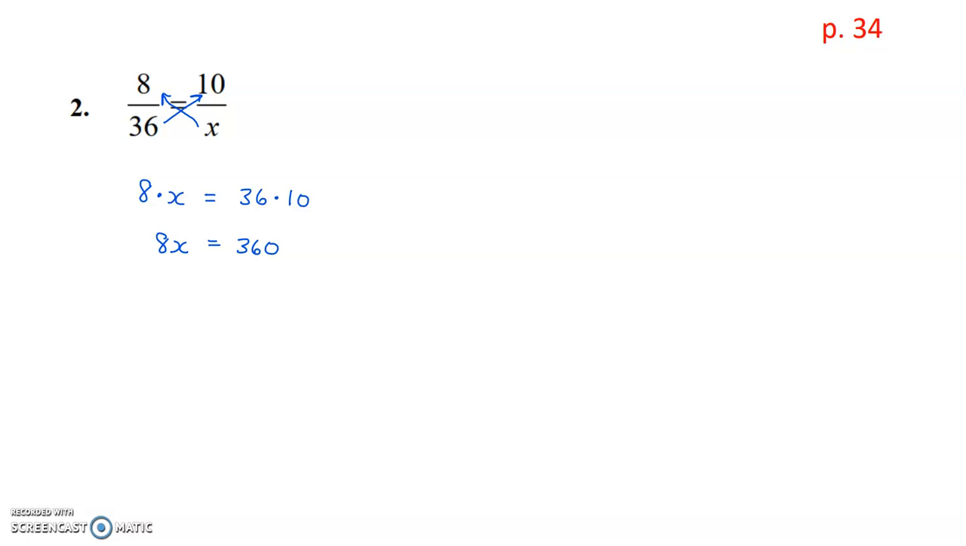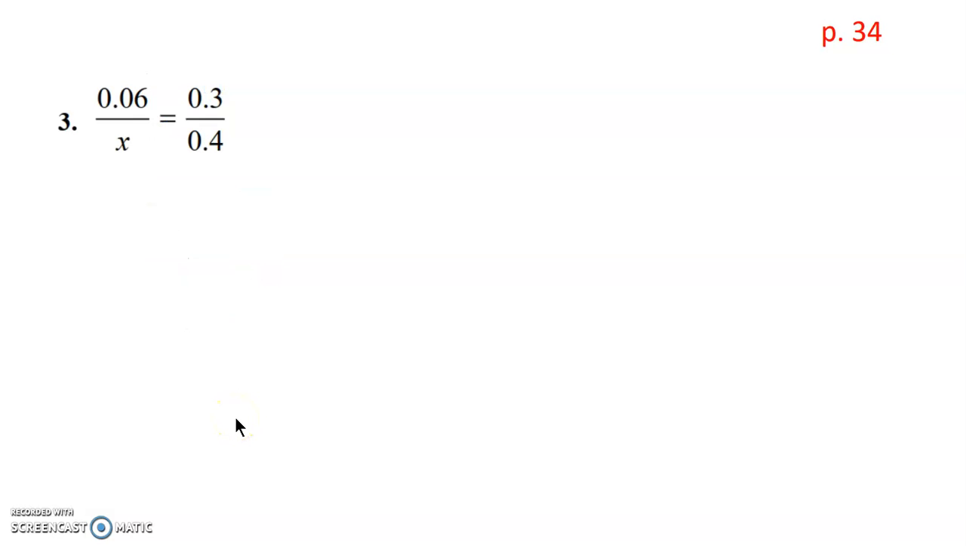Now we can solve for x. We can divide by 8 and divide by 8. 8 divided by 8 cancels, leaving us with x isolated. 360 divided by 8 is 45. So x is equal to 45.